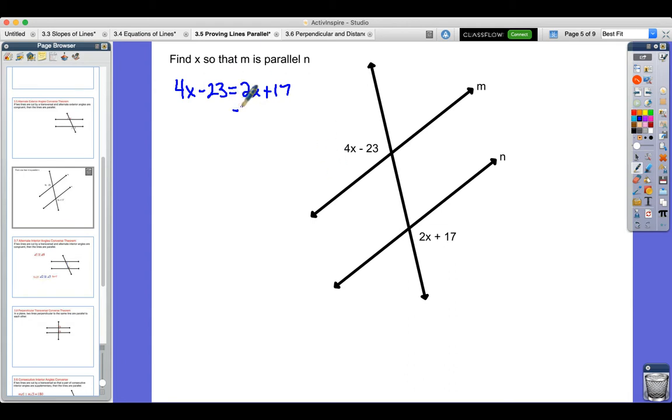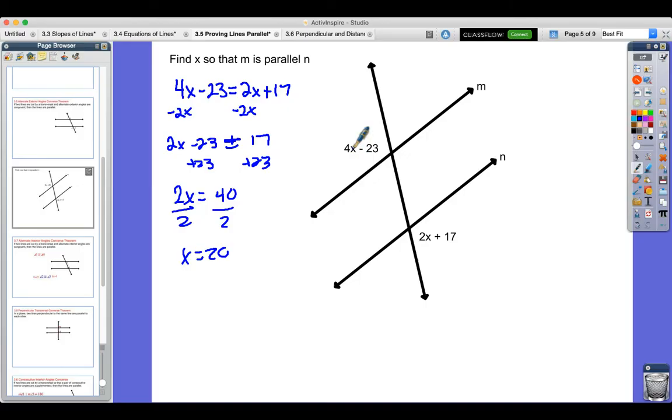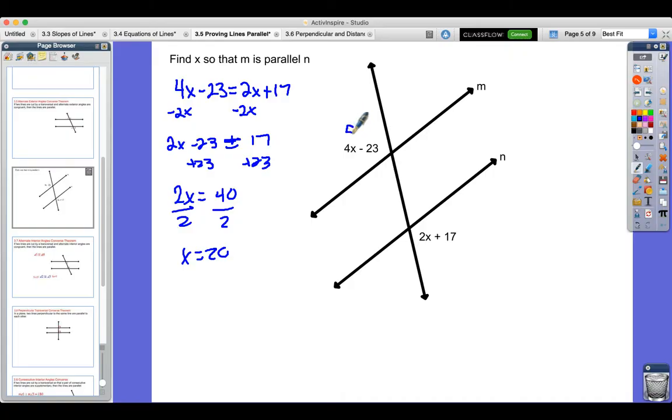Just like before, get our x's on the same side. You get 2x minus 23 equals 17. Then I'm going to add 23 to both sides. I get 2x equals 40. 40 divided by 2, x equals 20. If I plug this in right here, 4 times 20 is 80, minus 23, is 57.